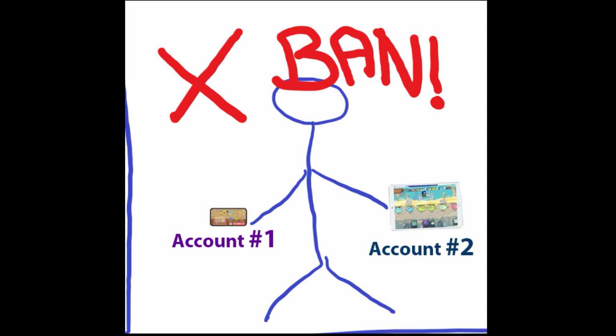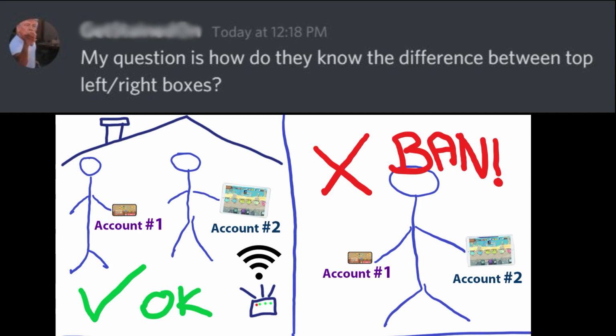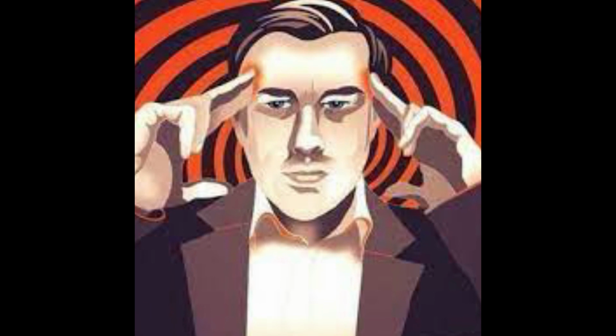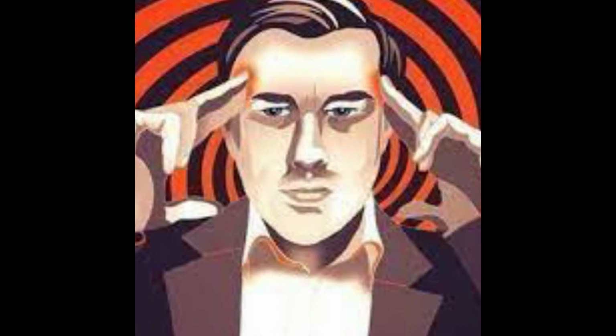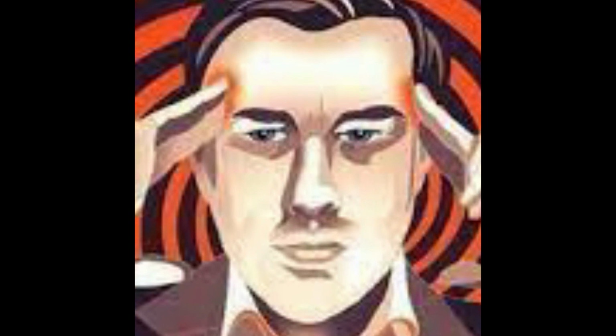Again, we just read the terms of use, which states that you can only play on 1 account within 24 hours. But still, people ask, how do they even know that 1 person is playing 2 accounts? The answer is, they have some special powers that we don't know about. You may think that they don't know, but you know deep down that they know, and they're always watching you. Always.